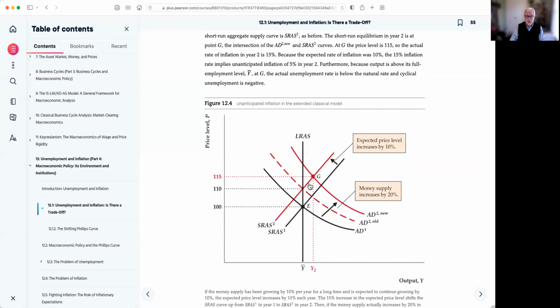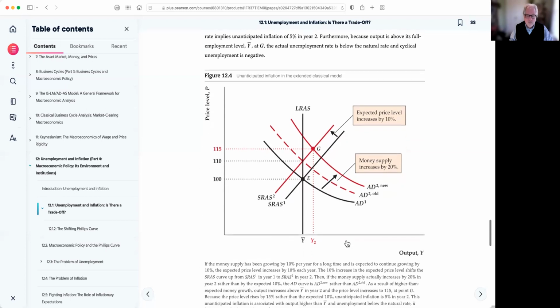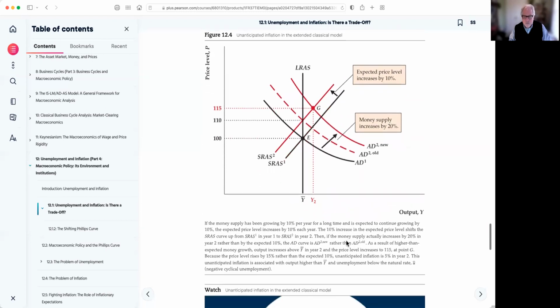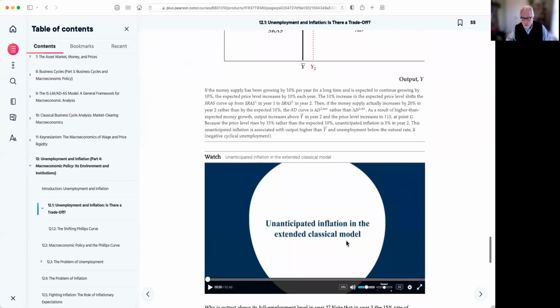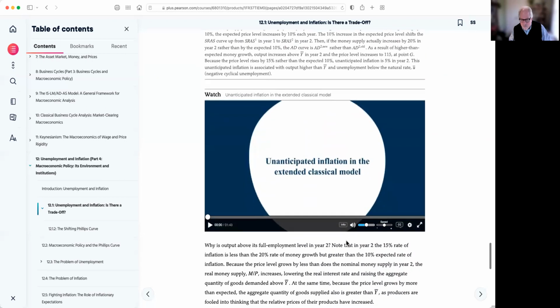Now, the price level will actually be higher than what people thought. Inflation was 15% rather than 10%. They would adjust their price expectations, or inflation expectations, more, and this short-run supply curve would then shift back to the left some more until we're back at full employment. In other words, the thing that's adjusting here is not just prices, but inflation expectations. But in the short run, you might be able to fool people into producing more, into more output being produced in the economy. All right.